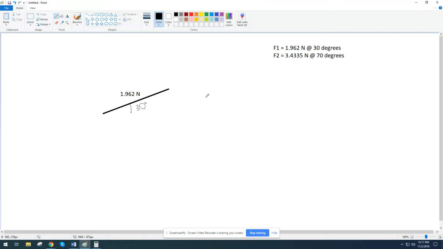Now we've learned in class how to break this into components. And to break into components, it's your horizontal component, which is how much horizontal it is. I'm going to make this a different color. How much horizontal it is.